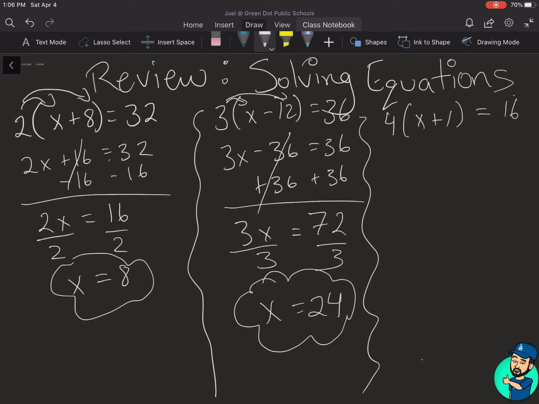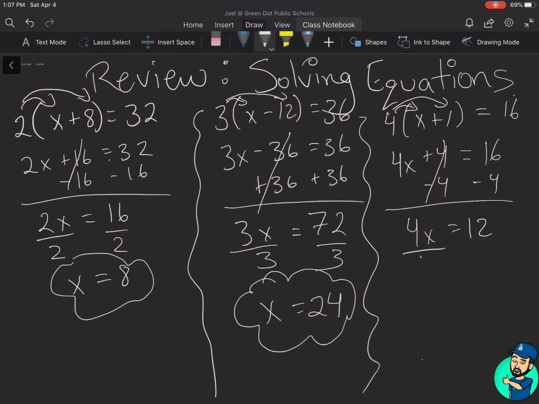Now on the far right, I'm going to multiply 4 times x and 4 times 1. 4 times x is 4x. 4 times positive 1 is positive 4. Copy and paste everything else. Now I'm going to subtract 4 from both sides. That is 0. Bring down the 4x. Bring down the equal sign. 16 minus 4 equals 12. Now I need to divide 4 to both sides. X equals 3.